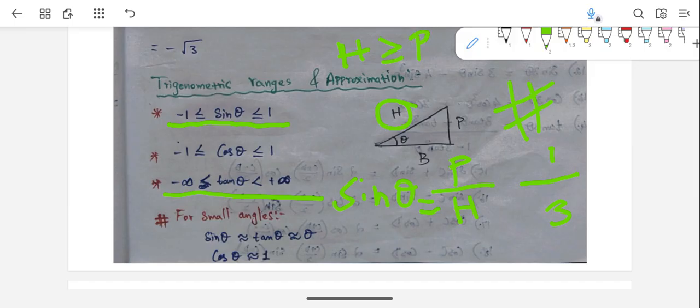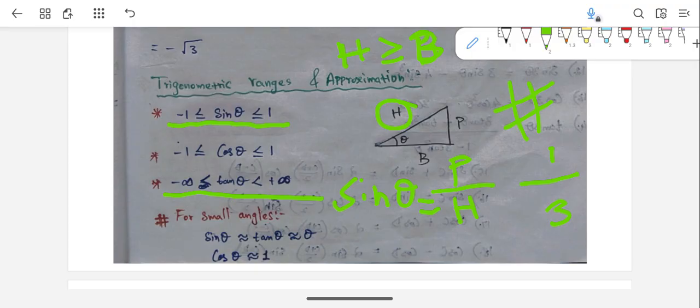So that's why this division's value will always be less than or equal to 1, and this division is nothing but sin theta, right? So that's why sin theta ranges from -1 to +1, and similarly cos theta also. B is also less than H when comparing to H, and there also H is the larger side. So the same thing, right?